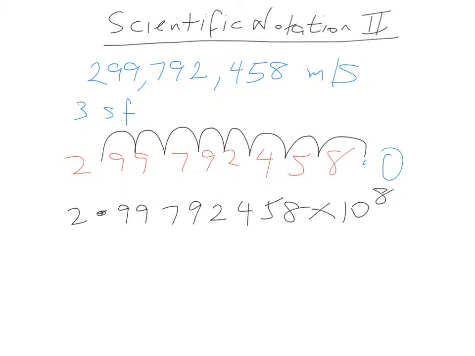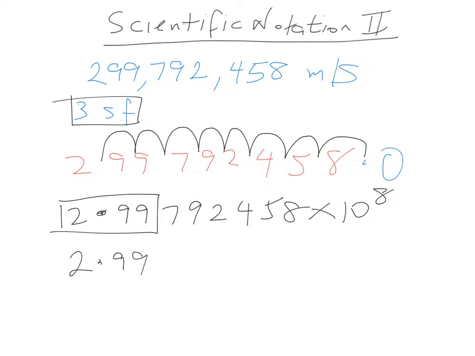Now, we've got a problem. We only want that to three significant figures, which are those there. We can't exactly write 2.99 times 10 to the 8. That is not even close to the speed of light. We are 792,458 meters per second off. That's a big difference when we're talking about the speed of light, and that's important. So what we need to do is some rounding.